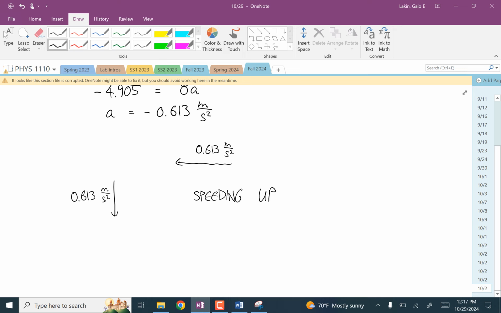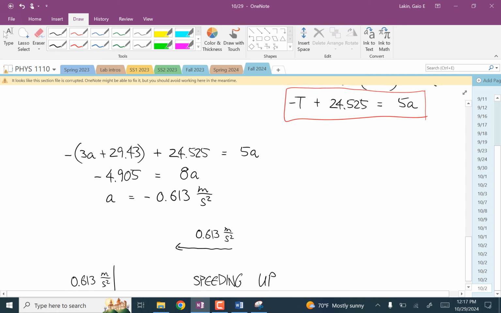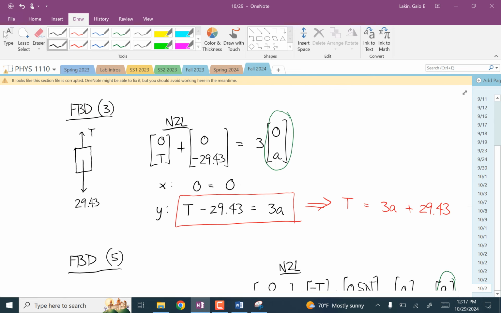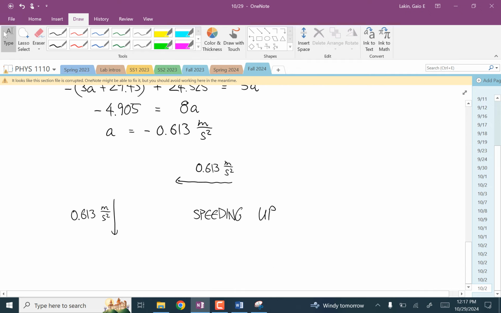Why is 0.613 meters per second squared not negative for those two? A negative always just reflects a direction, and I just adjusted the directions of the arrows to match that. So let's take this negative 0.613 and put it into the acceleration for the hanging mass. You can see that it's 0, negative 0.613, which is down. So I just drew my arrow down and called it positive.